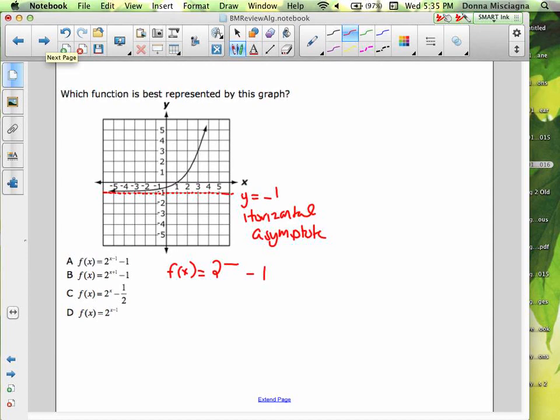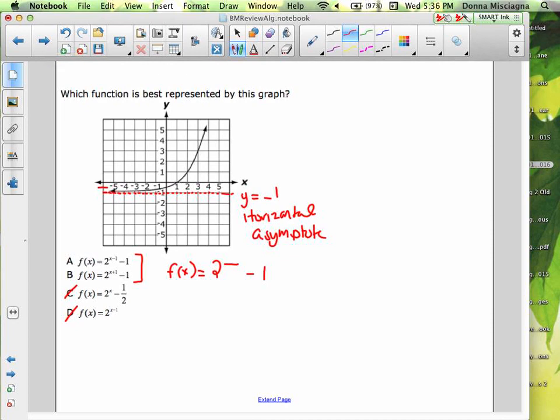We didn't shift it down a half. We've clearly crossed the halfway mark here. So C is not shifted down far enough. D is not shifted at all. It was shifted right and left, and that won't change the horizontal asymptote. So now we're left with these two. Now we have to decide: did we shift it right, or did we shift it left, besides the down?